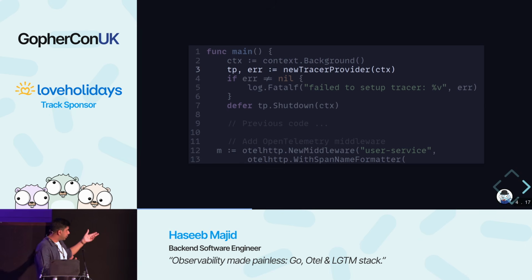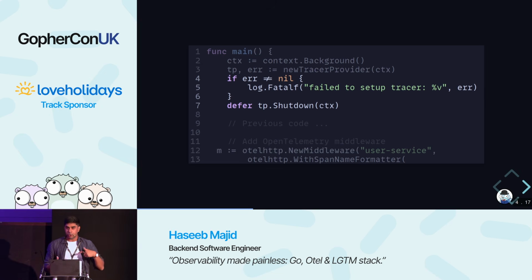And then in our main function, we're going to set up this new trace provider. We're going to check if there's an error, and we're just going to defer shutting it down so that if there are any traces, we can push them before the server shuts down, essentially.